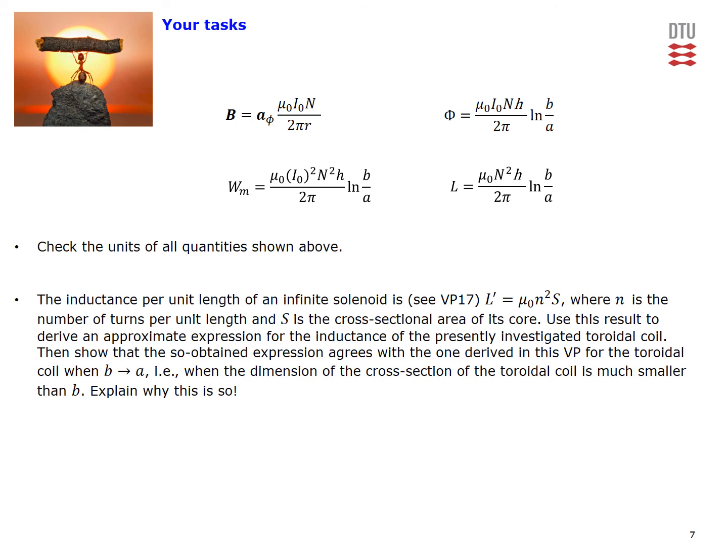Use this result for an infinite solenoid to derive an approximate expression for the inductance of the presently investigated toroidal coil. Then show that the so obtained expression agrees with the one derived in this video problem for the toroidal coil when its outer radius b approaches its inner radius a, i.e. when the dimension of the cross-section of the toroidal coil is much smaller than b. Explain why this is the case.